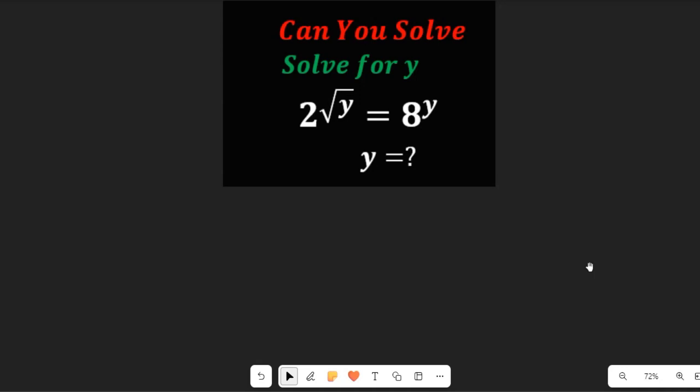Hello, welcome. Let's solve this nice exponential equation problem for the value of y. We are given 2 to the power of the square root of y equal to 8 to the power of y, and we are asked to find the value of y. It becomes a little bit difficult to solve a question like this when the exponent is a square root, but we are going to try it out.